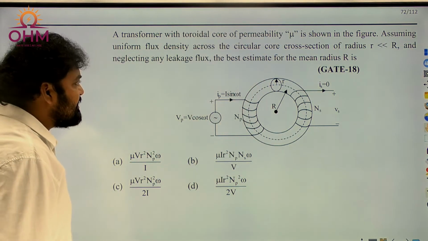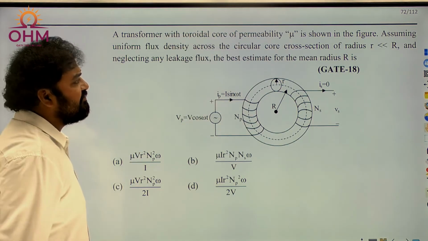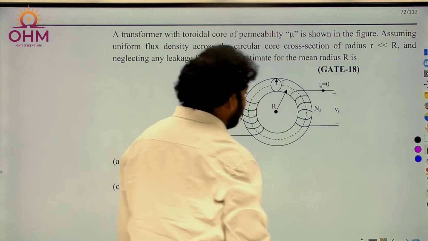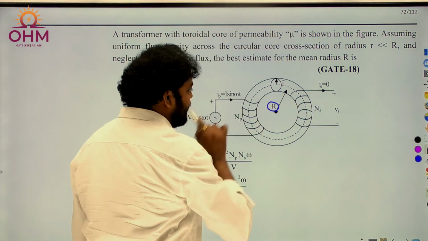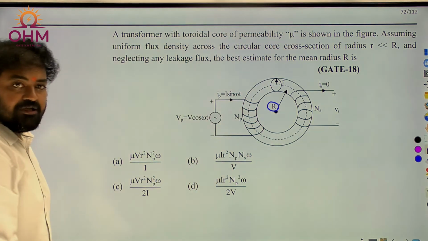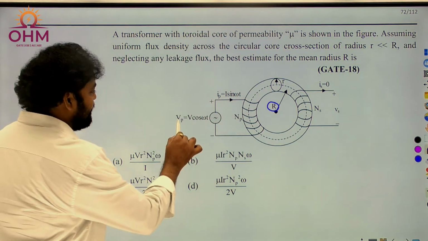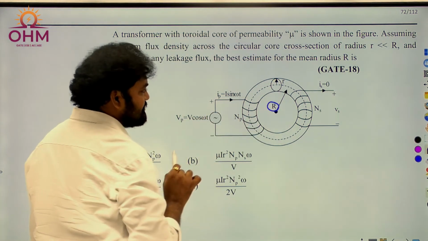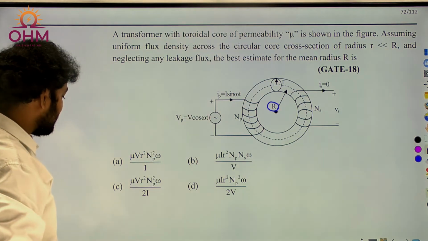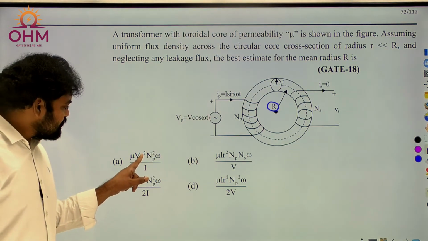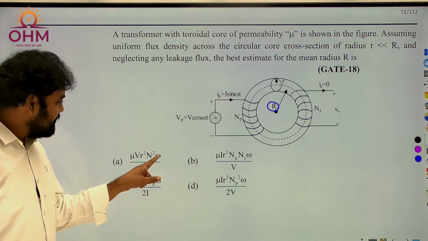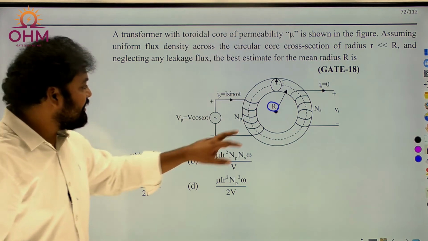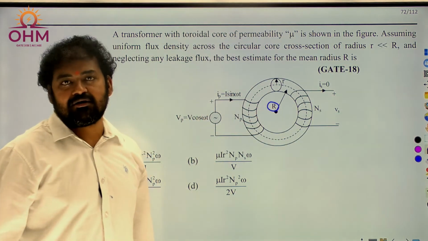And neglecting any leakage flux, the best estimate for the mean radius capital R is, see, ultimately we have to find out a formula for this capital R with the available parameters. You can see here supply voltage was there and current was there. This is radius of the cross section, and you can see all the formulas are in terms of mu, voltage, small r, number of turns in primary, omega is the frequency, Ns number of turns in secondary. I need ultimately what is the answer for that capital R.